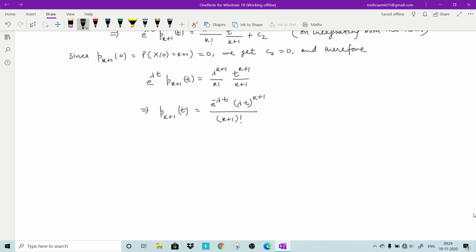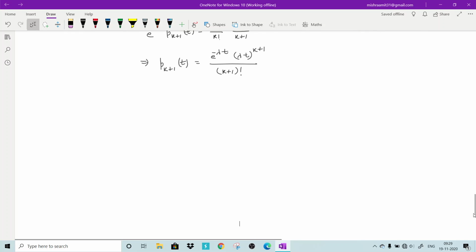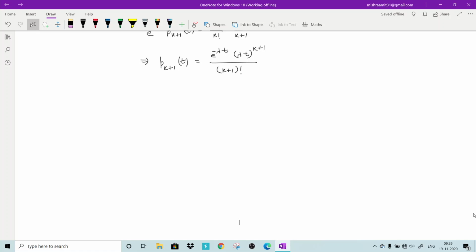So, see what we are getting. We have shown that the statement is true for n equals 0, the statement is true for n equals 1, then we have assumed that the statement is true for n equals k, and with the help of that, we have shown that the statement is true for n equals k plus 1. Hence, by mathematical induction, this p_n(t) is e to the power minus lambda t, lambda t to the power n divided by factorial n, n ranges over 0, 1, 2, and so on. So, in this way, we have shown that this Poisson process has Poisson distribution.